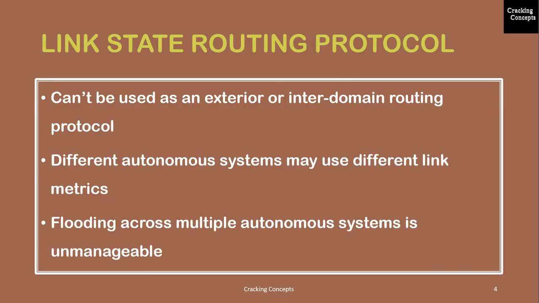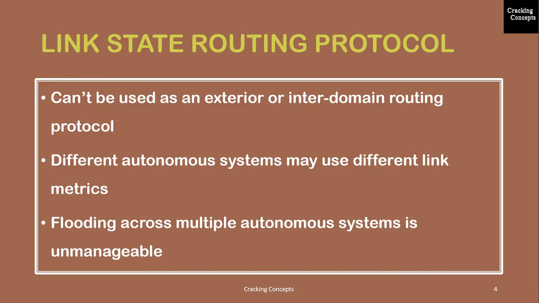Link state routing protocol cannot be used as an exterior routing protocol or inter-domain routing protocol. The first reason being, in a large network like the internet, different autonomous systems may use different link metrics. As the metrics vary from one network to another, this prevents the link state routing from being used as a consistent routing protocol.